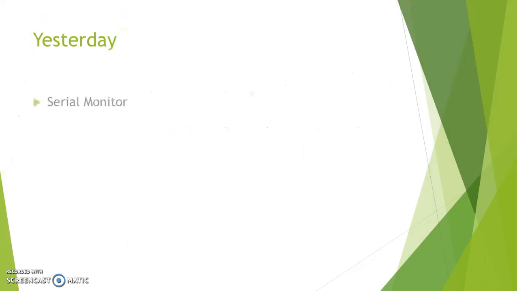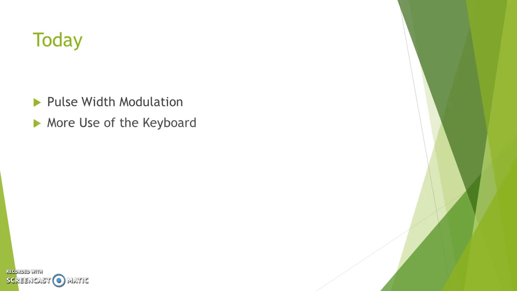So yesterday we talked about accessing user input from the serial monitor, as well as pushing output out to the serial monitor to communicate with the user. Today we're going to talk about something cryptically called pulse width modulation, and again make use of the keyboard and the serial monitor for communication with the user.